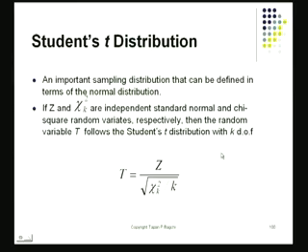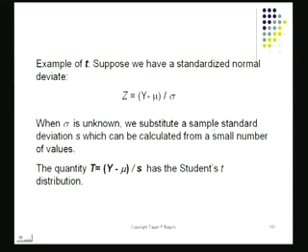Now, the t distribution is a lot like the normal distribution, like the standard normal distribution. It also rises, then it falls like this. But it's got a slightly different shape. It's slightly flat as compared to the standard normal distribution. The t distribution is useful in many different ways.